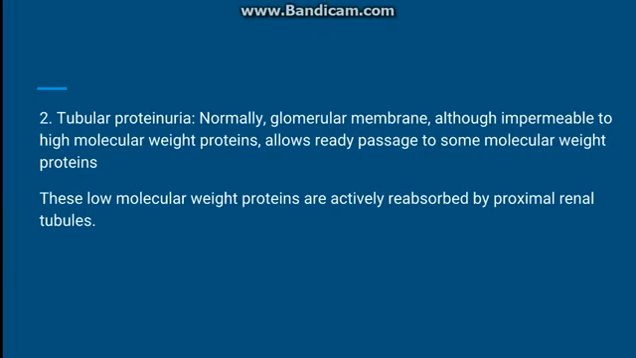Second pathogenesis, the problem can lie in the tubules. Normally the glomerular membrane stops the higher molecular weight proteins from going into the tubules, but some lower molecular weight proteins can pass into the tubules, and such proteins are actively reabsorbed by the tubules. In tubular diseases like pyelonephritis, or in case of rejection of a renal transplant, this type of proteinuria can be seen due to abnormality present in the tubules.